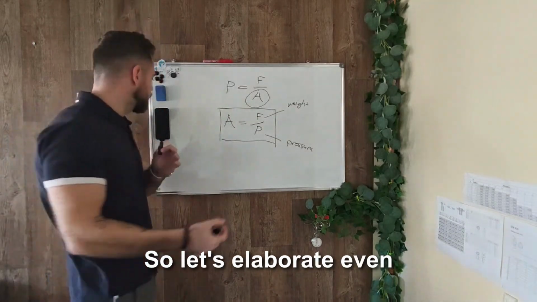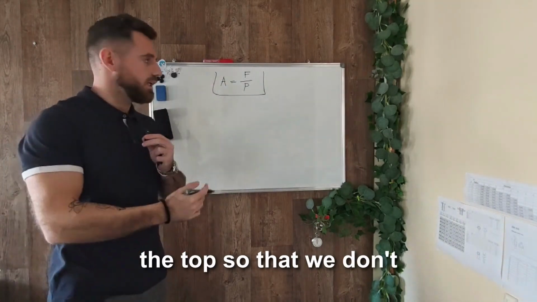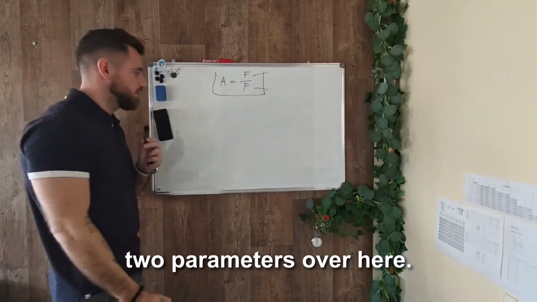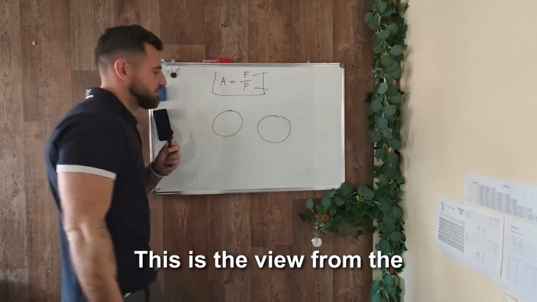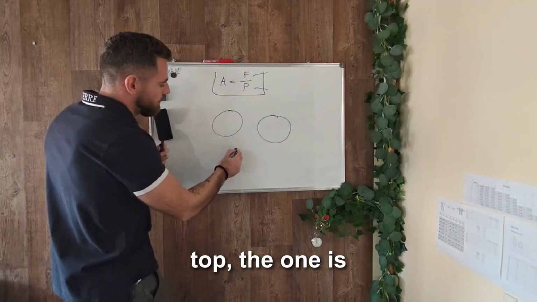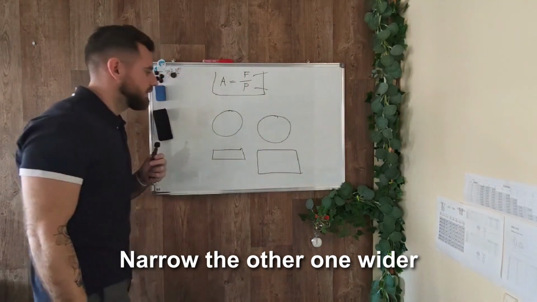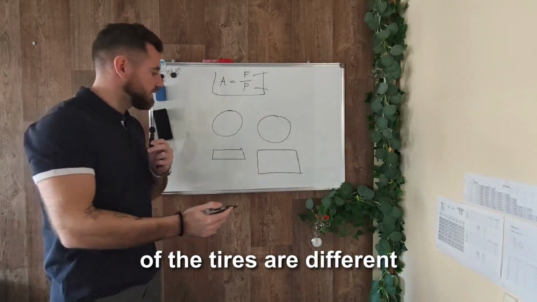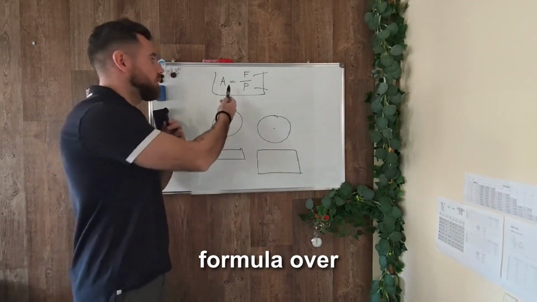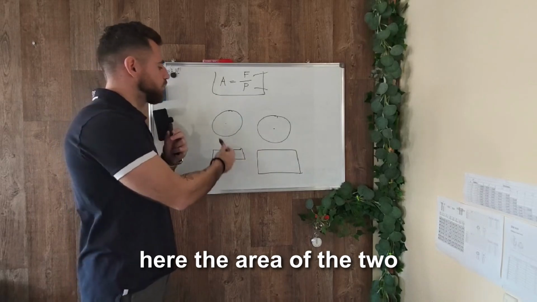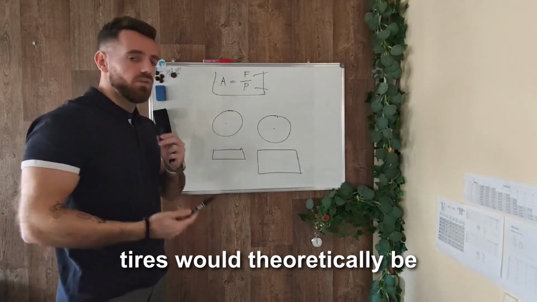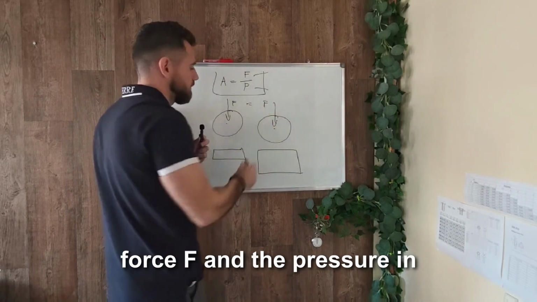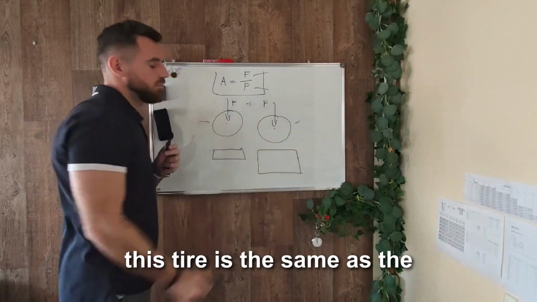So let's elaborate even further. Now we have the formula on the top so that we don't forget that, and remembering that the area of the contact patch is a function of these two parameters. Now let's compare two tires. This is the view from the side. When we look at it from the top, the one is narrow, the other one wider. Let's say for argument's sake the diameter is the same, everything else is the same, only the width of the tires is different. If we stick to this formula, the area of the two contact patches of these two tires would theoretically be exactly the same if the force F equals the force F and the pressure in this tire is the same as the pressure in that tire.